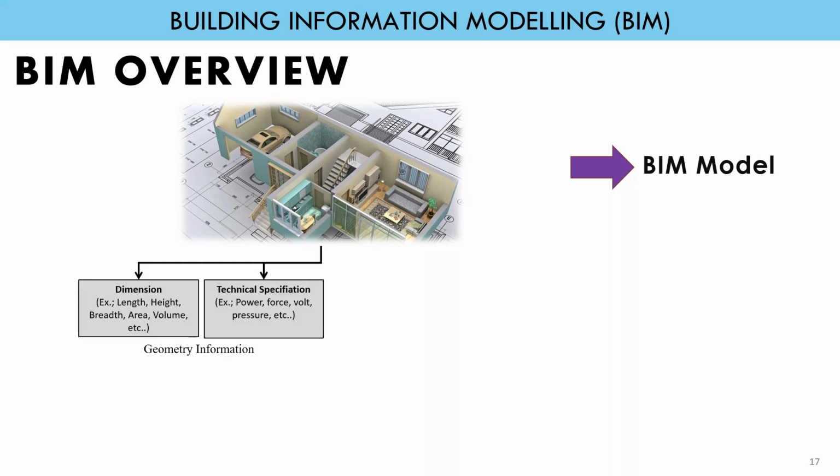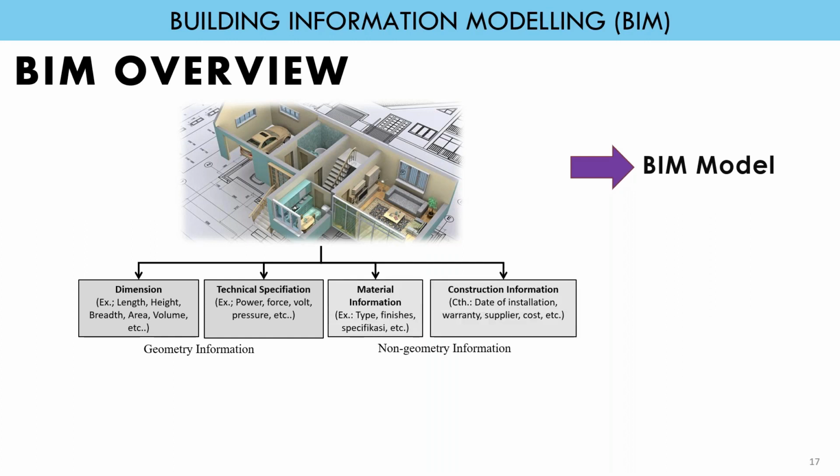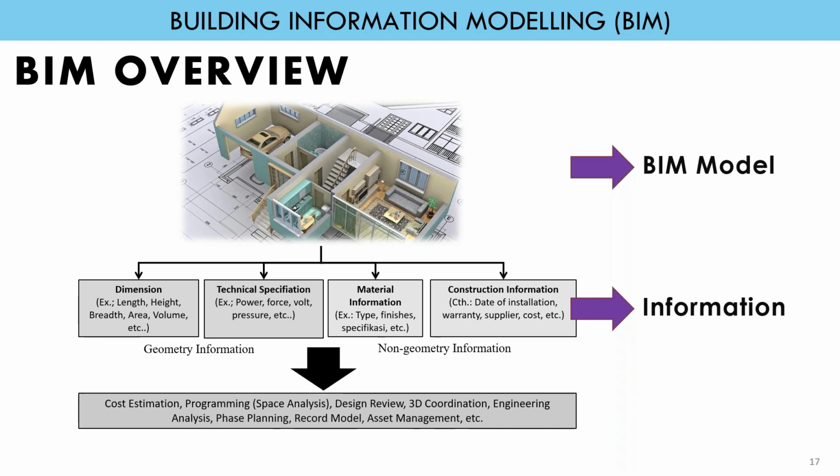Okay, so we have information: features, dimension, and technical specification. This one is geometry information, and we have non-geometry information, parametric information, and the construction information. All of this we call information. So this information will increase from one phase to another phase. And all this information, we can use in programming, space analysis, design review, 3D coordination, engineering analysis, phase planning, record model, asset management, and so on. So this we call a BIM use.